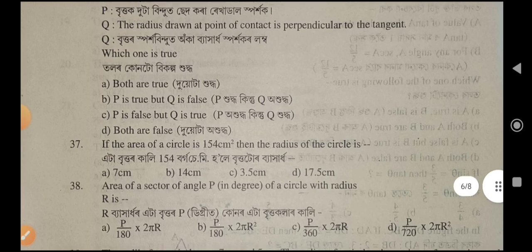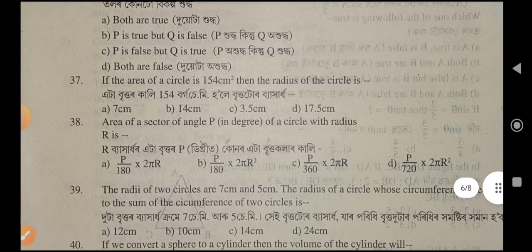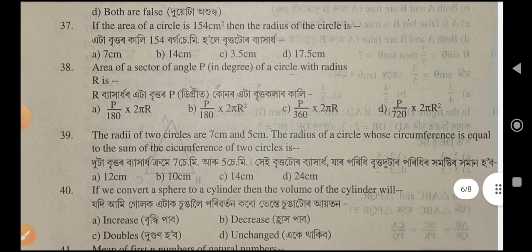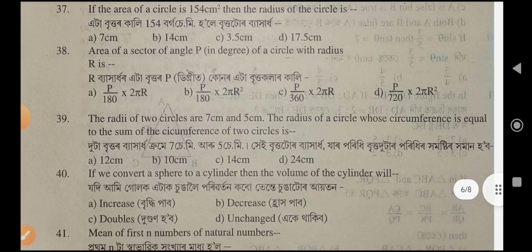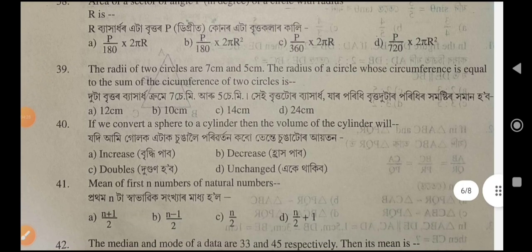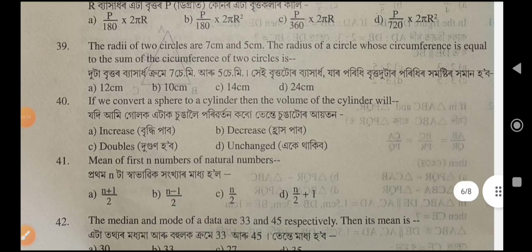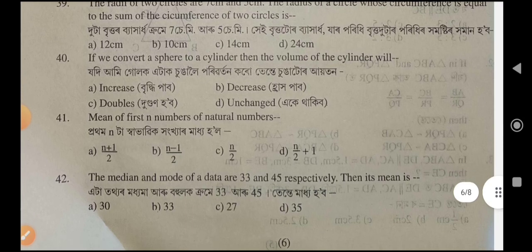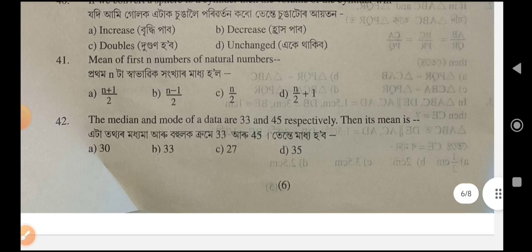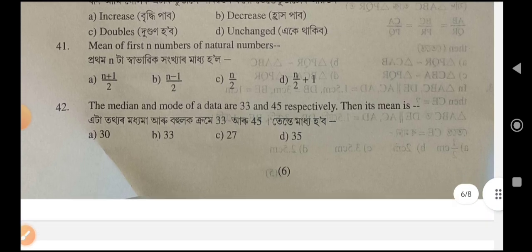37, it will be your option A. 38, the answer will be option D. 39, the answer will be your option A, 12 centimeter. Next, question number 40, the answer will be your option D. 41, the answer will be your option A. 42, it will be option C.